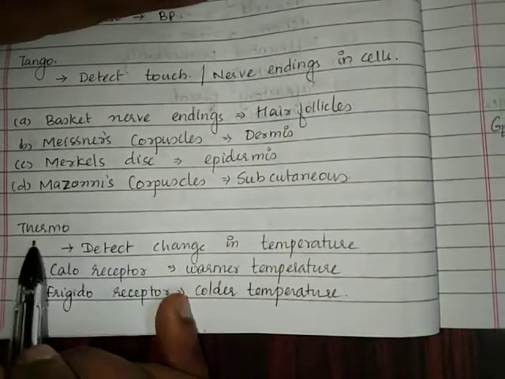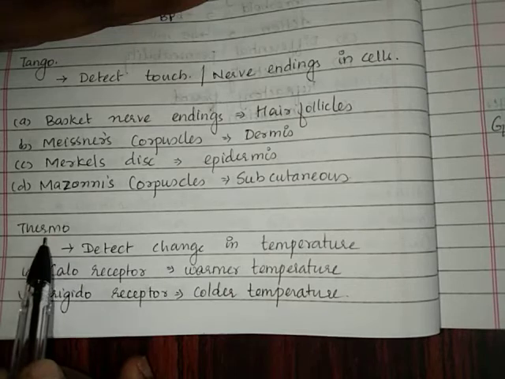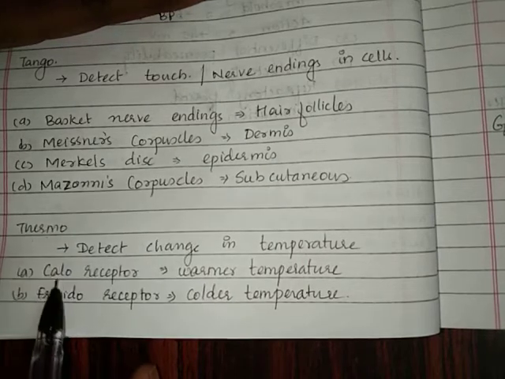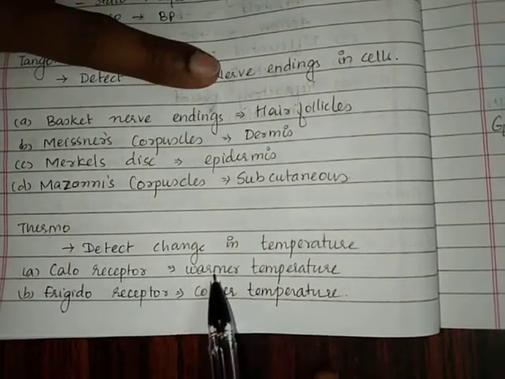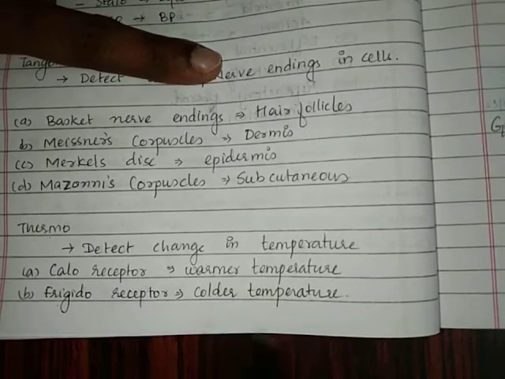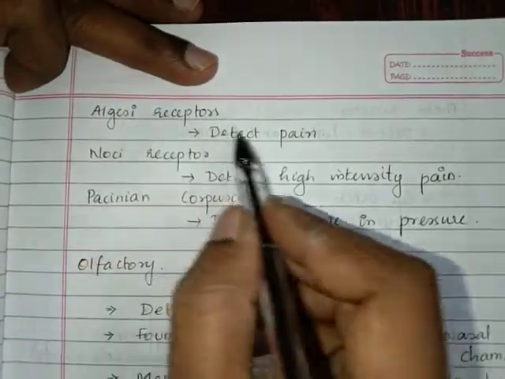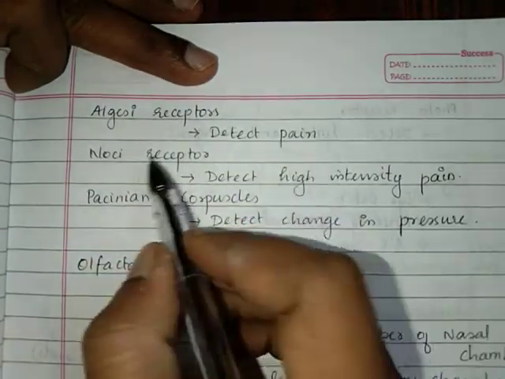Within the touch receptors themselves, to detect change in temperature, we have two types of receptors which are commonly called thermoreceptors. The first one is caloreceptor, that is going to detect warmer temperature, and frigidoreceptors, that are going to detect colder temperature. The next is analgesic receptors, which are going to detect pain.